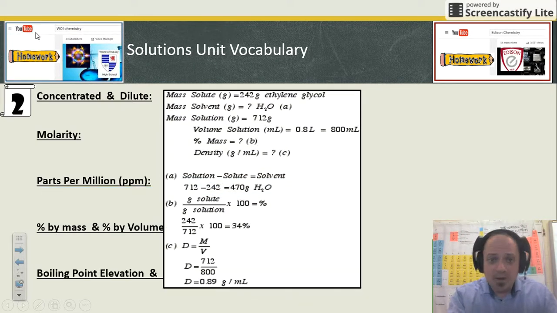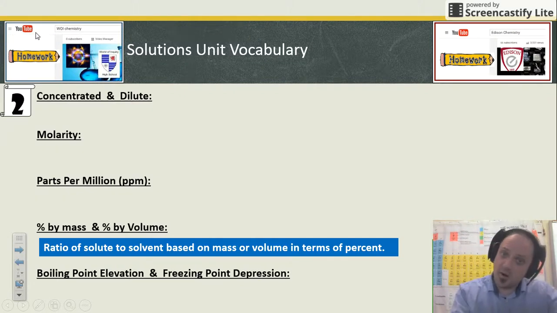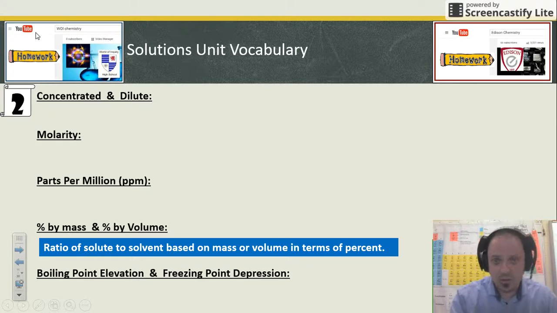Percent mass and percent volume are basically the same calculation, except you're going to be doing the ratio of solute based upon the solvent. So you're going to take the part of that solution that's solute, divide by the mass of the solution, and multiply by 100, you get a percent. Or the part of the solution that is in volume, solute, versus volume of solution, divided times 100, and you got your percent. So percent mass and volume, very straightforward calculation.